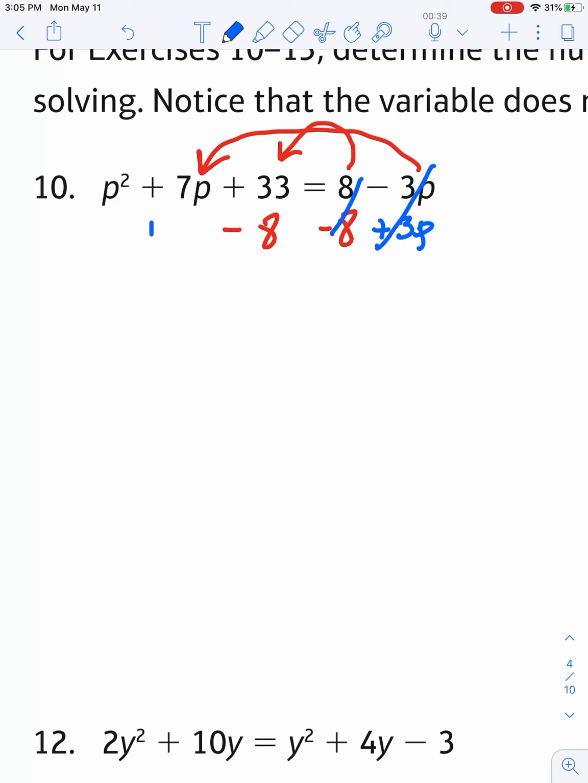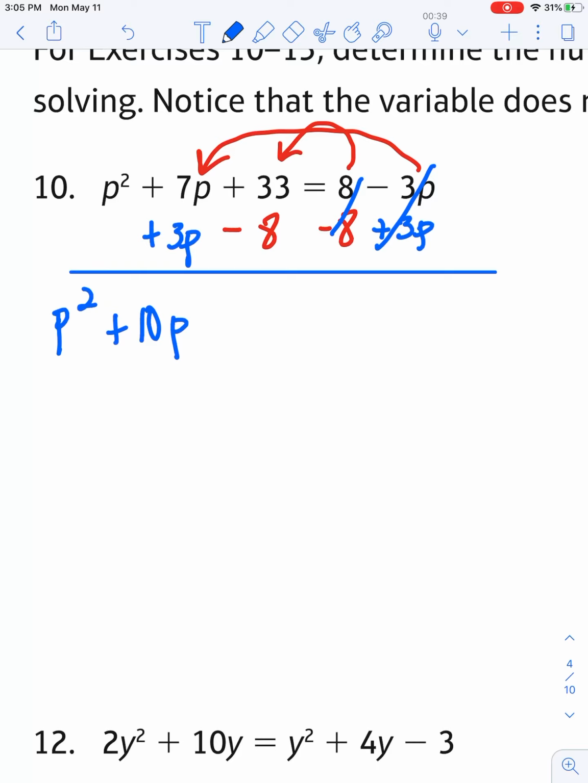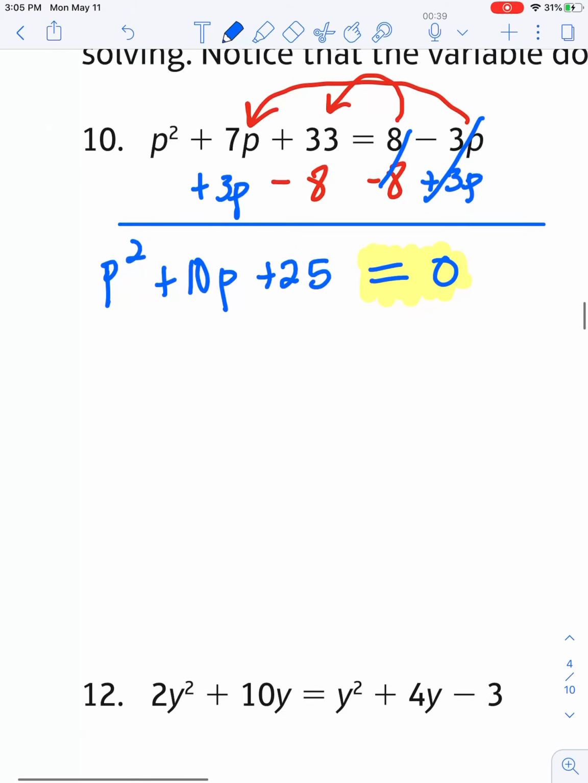But what I do to one side, I have to do to the other. All right, so I bring down the p squared. 7 plus 3 is 10p. And then 33 minus 8 gives you the positive 25. Okay, now notice that the standard form of your quadratic equation is equal to 0.